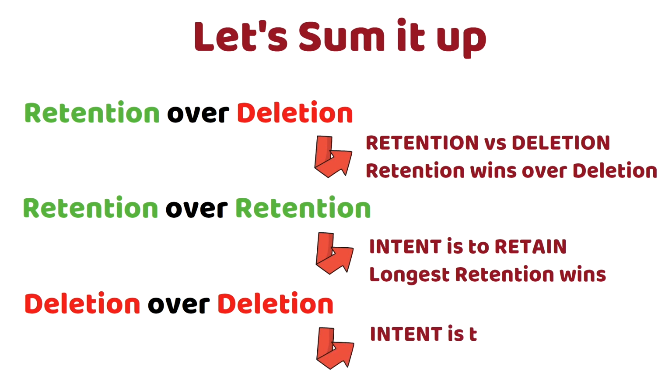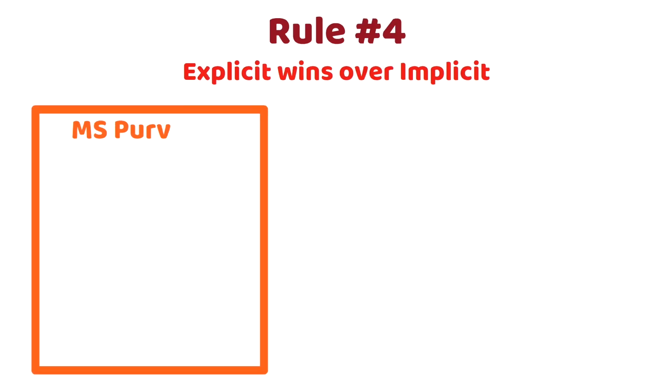When we have two competing deletion actions, we are talking only about the intent to delete for both policies. Since the intent is to delete, the winner is the shortest deletion. Rule number 4: explicit wins over implicit.